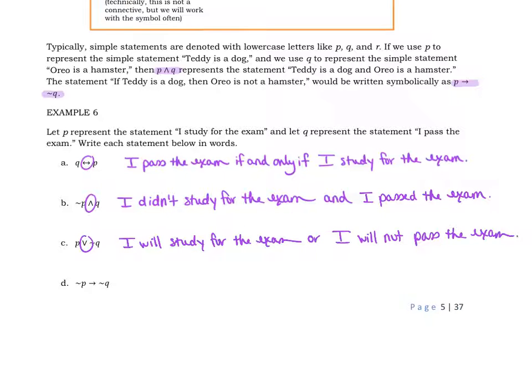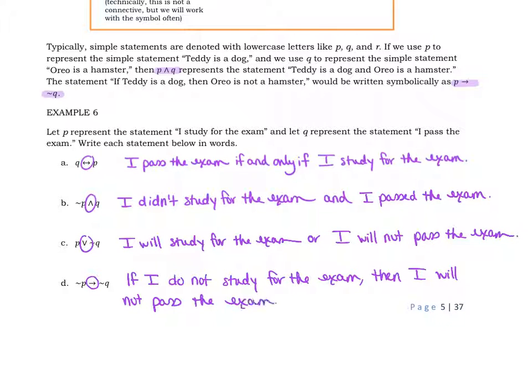All right. And then the last one here. So we've got a not P, okay? And then notice our symbol there is our conditional. That's an if then. So let's go ahead and put the if first, because in English, that's where it would come. So it would be if I, and this is a not, so do not study for the exam. Then that's our conditional. I, and it's a not Q. I will not pass the exam.